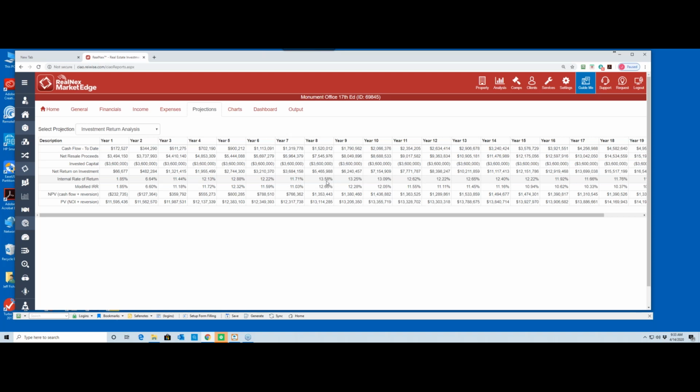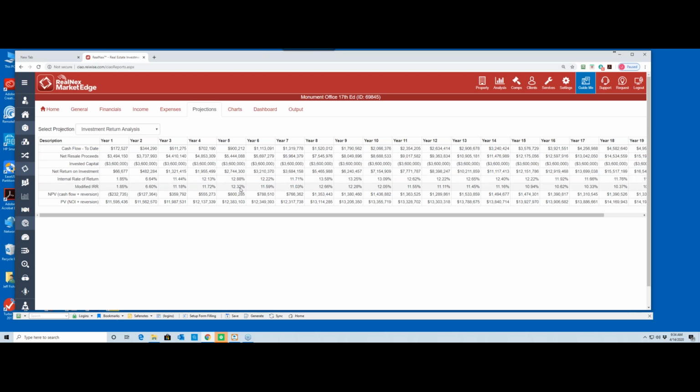Interesting, it kind of drops down a little bit in year 7, but then it goes back up. Again, we have a lot of things going on here with the way the leases are renewing and what the rates are when those leases renew. So on a 5-year holding period, if we held this property for 5 years and sold it after taxes and considering the financial leverage, we're going to get a 12.88% rate of return.